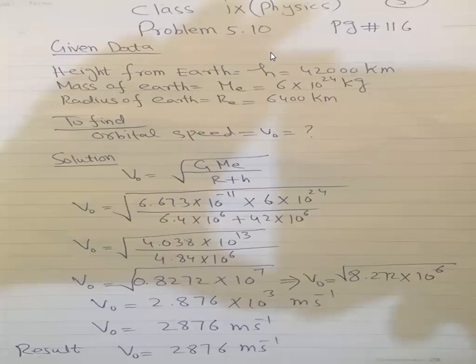In this numerical, I am going to write the given data. Height from Earth is denoted with small h, which is 42,000 kilometers. This is given to me.